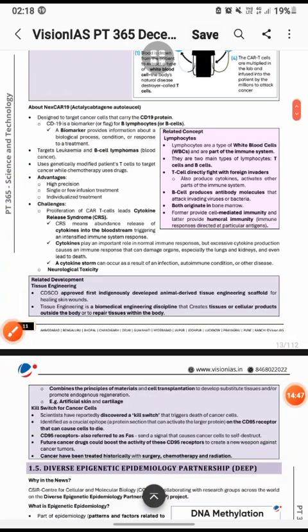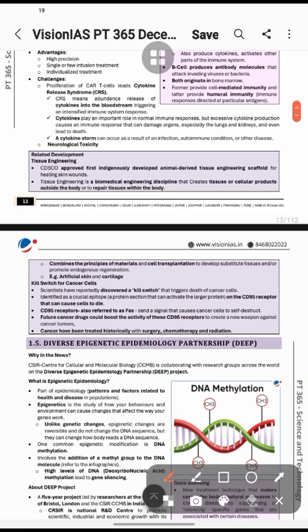Our next one is that the CDSCO has approved the first indigenously developed animal-derived tissue engineering scaffold. Tissue engineering is a biomedical engineering discipline of tissue and cellular work. It combines the transplantation of artificial skin and cartilage.